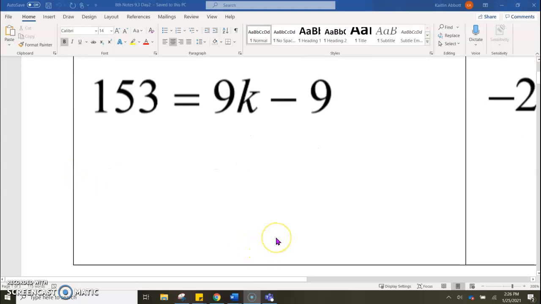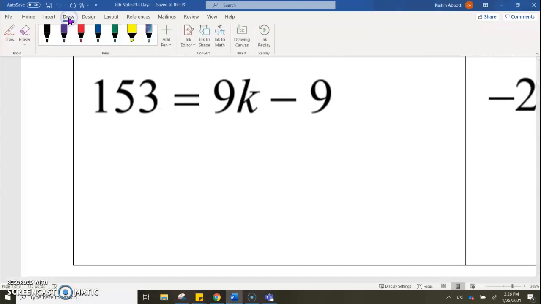Here is mine. So first things first, we are going to go to the draw. Okay, we're going to put a line down the middle. We got to separate our equation from each side. Our goal is to get that letter, the variable, by itself. We got to get k by itself.